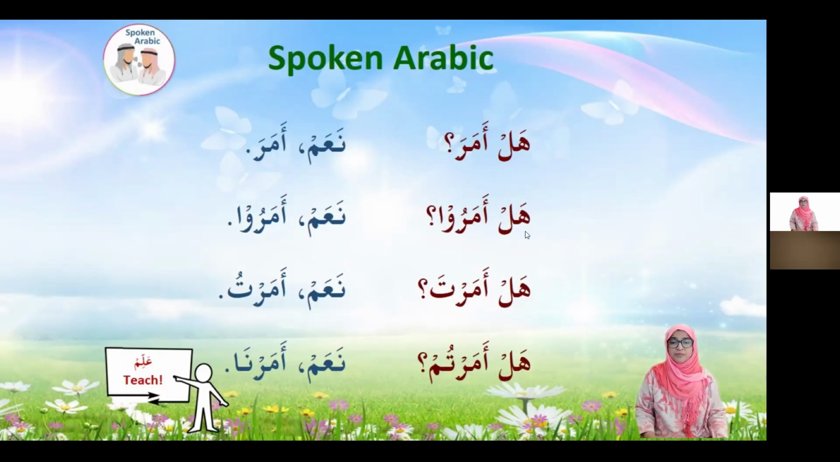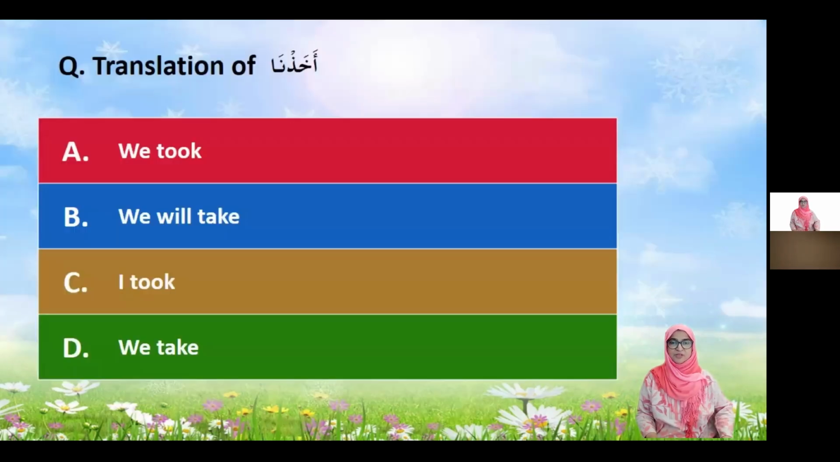Okay, now give me an answer. Hal Amaru? Naam Amaru. MashaAllah, good. Hal Amarta? Naam Amartu. Yes. Did you order? Yes, I ordered. So it changes over there. Hal Amartum? Naam Amarna. Did you all order? Yes, we all ordered. Yes, alhamdulillah. So this is also easy.